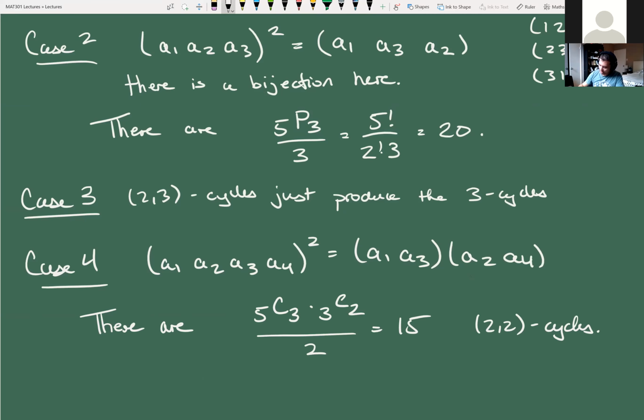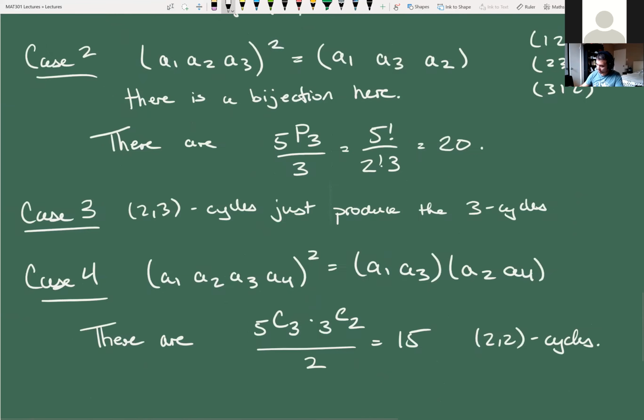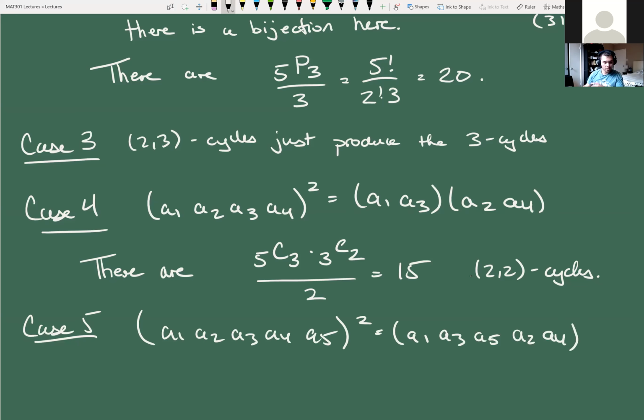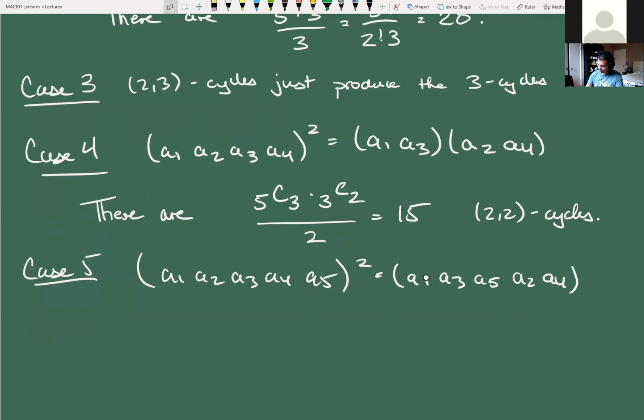And then what's our last case? Oh, it's just the 5 cycles. And so if we take A1, A2, A3, A4, A5, and we square it, we get A1, A3, A5, A2, A4. So the 5 cycles bijectively map to each other. How many 5 cycles are there? So there's 5 factorial divided by 5. So that's 4 factorial equals 24 5 cycles.